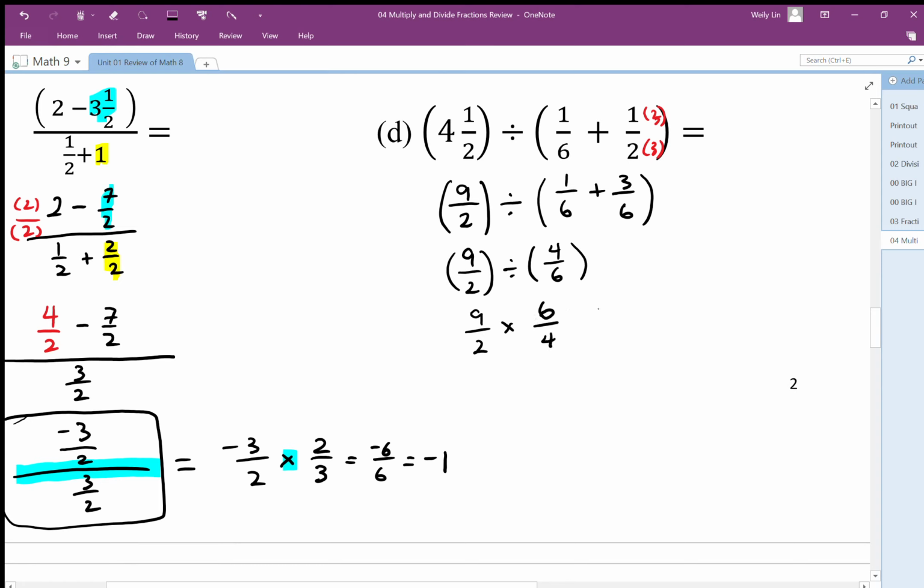We have some common factors involved here, so I'm going to write this as 9 over 2 times 2 times 3 over 4. These 2s cancel out. There's no other common factor, so we end up with 27, 9 times 3, top times top, bottom times bottom, gives us 27 over 4.